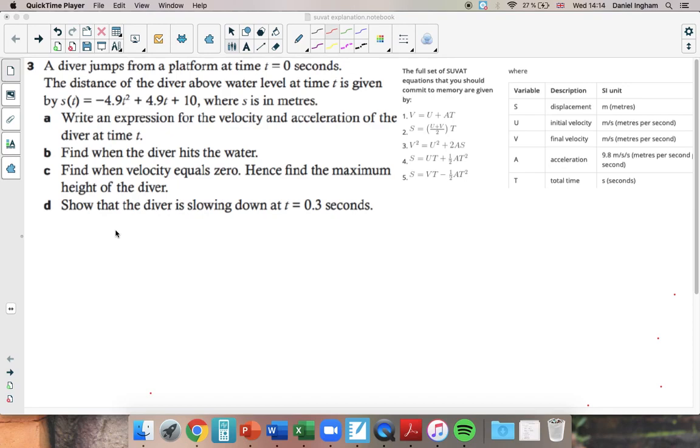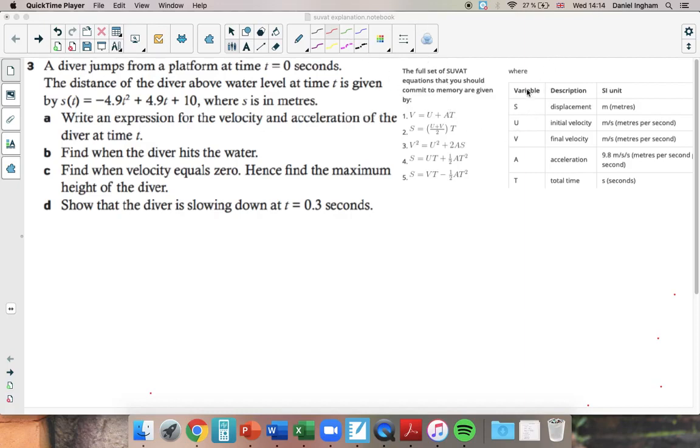So Adam's question about applying SUVAT to this was actually quite a nice question. And for those of you doing physics, you'll have seen the SUVAT formulas before. Okay. Now we can apply SUVAT to this, definitely. We just have to be quite careful about how we do it.